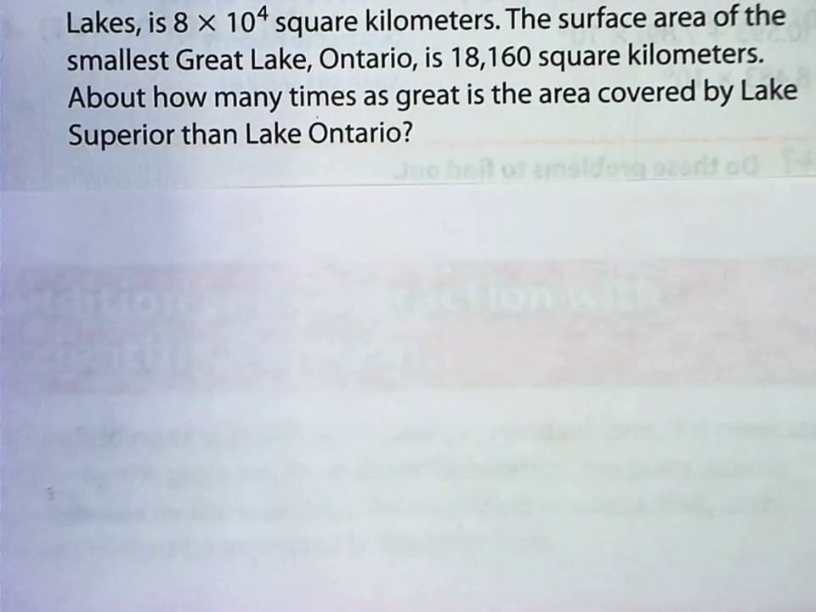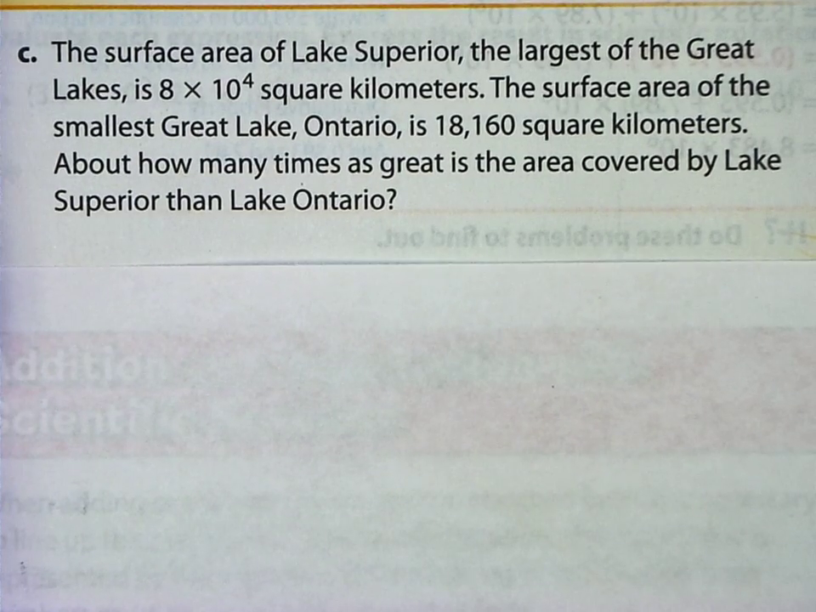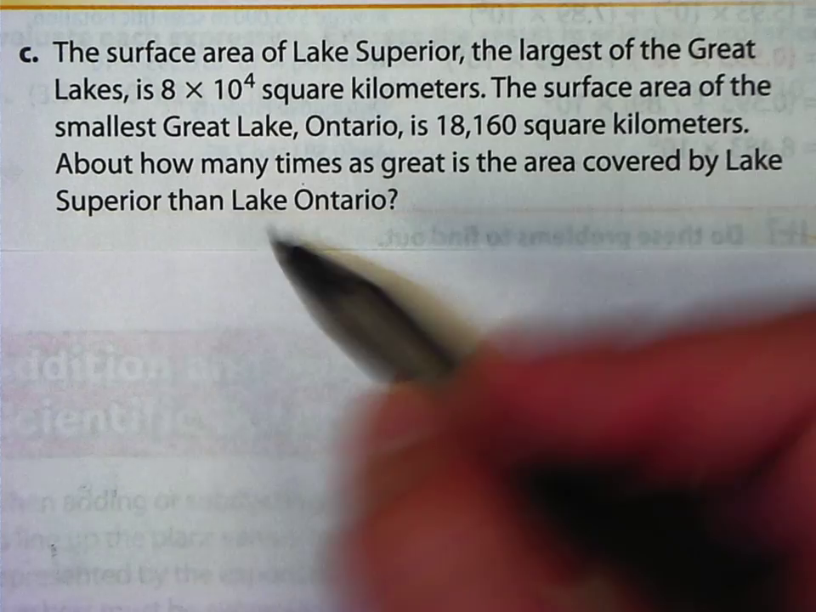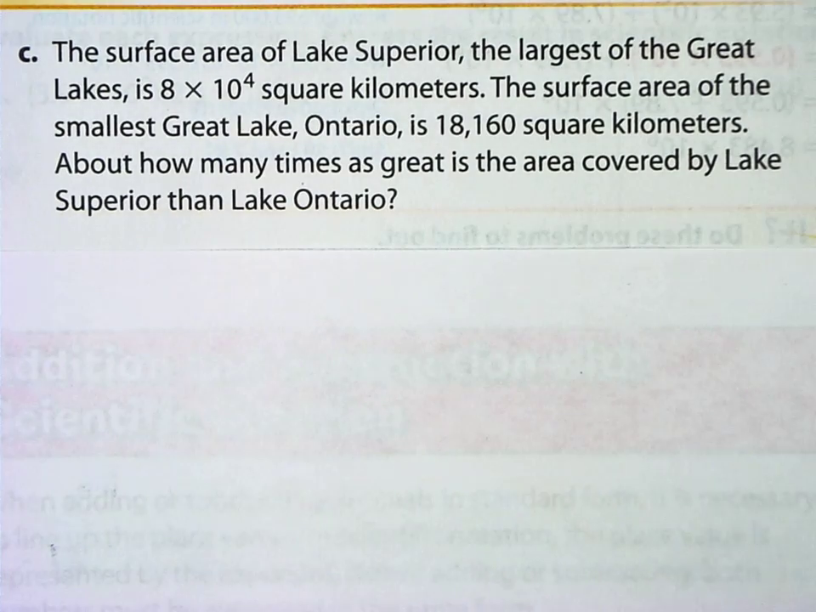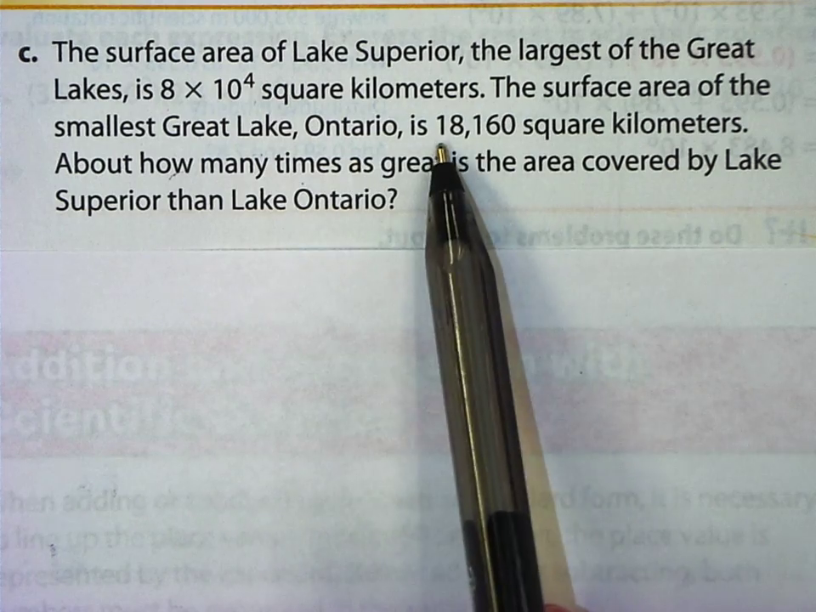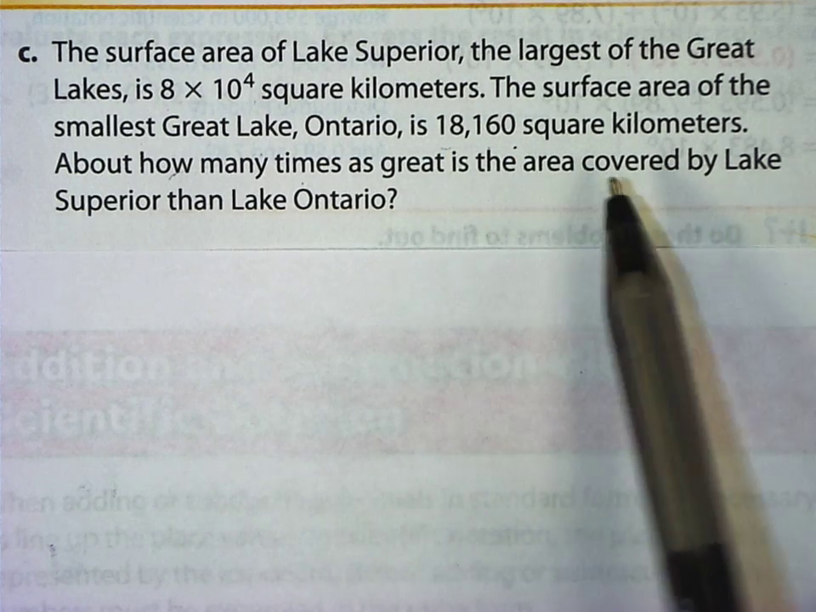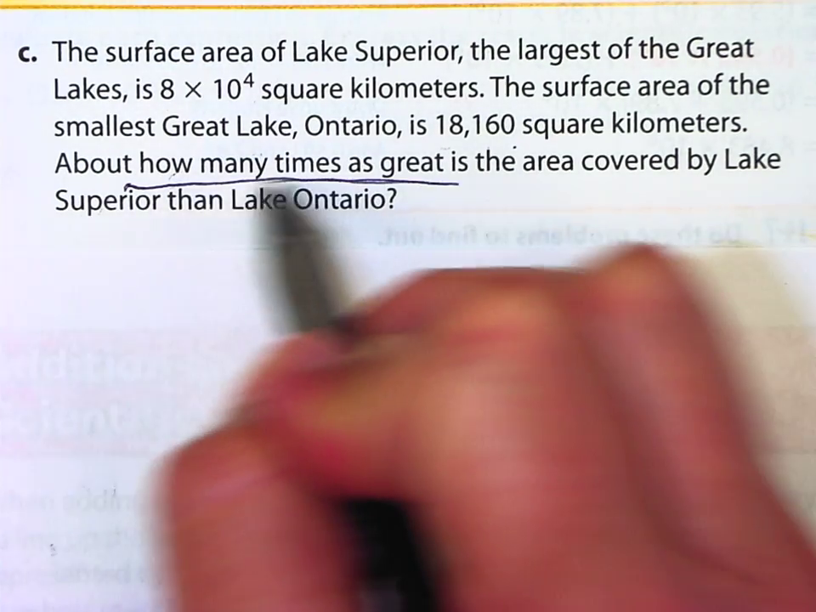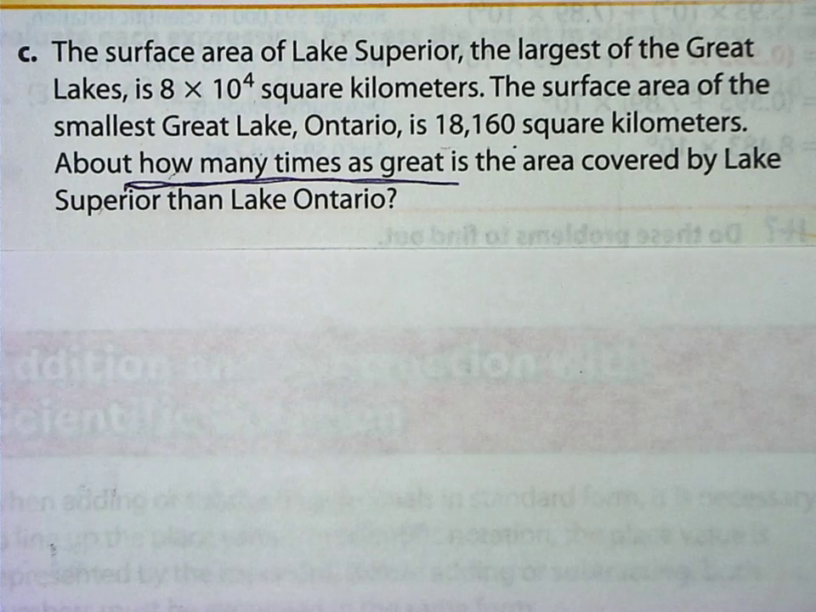Okay, and let's just try that one more time. We're going to look at this problem at the top of page 61. One more of these. So the surface area of Lake Superior, the largest of the Great Lakes, is 8 times 10 to the 4th square kilometers. The surface area of the smallest Great Lake, Ontario, is 18,160 square kilometers. About how many times as great, okay, that's worded the same way as the one we just did, is the area covered by Lake Superior than Lake Ontario.